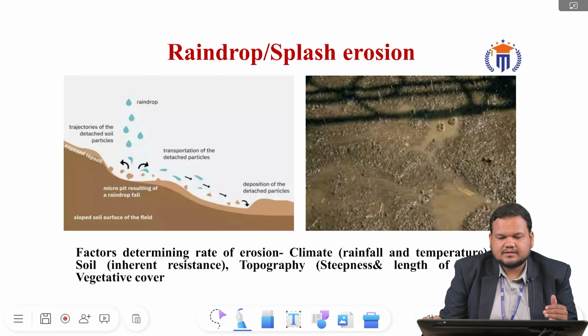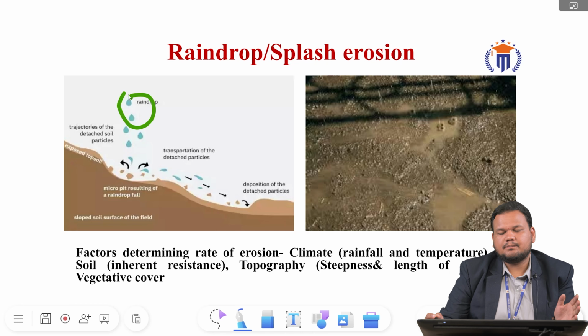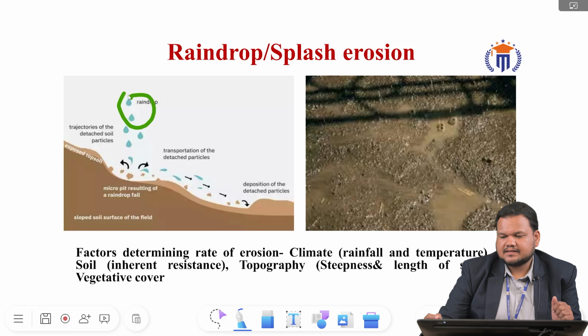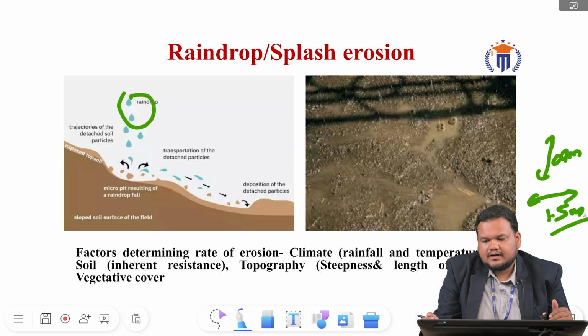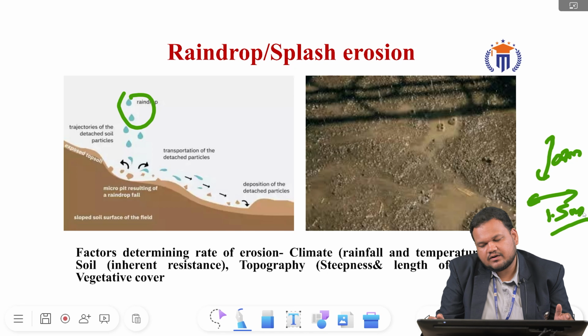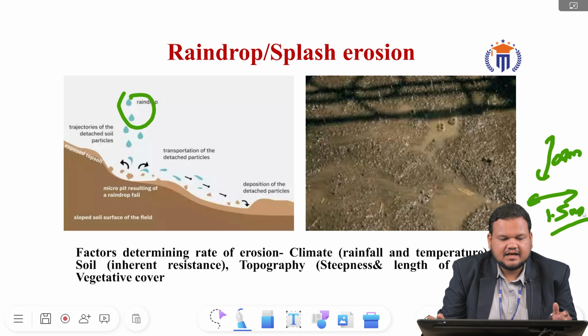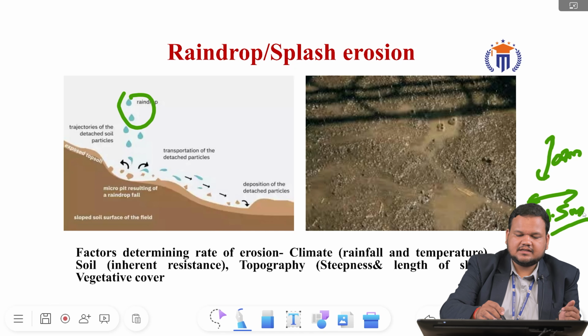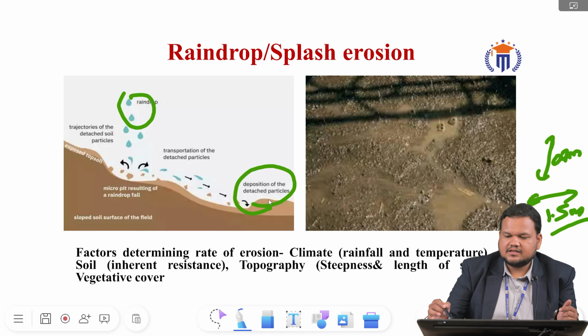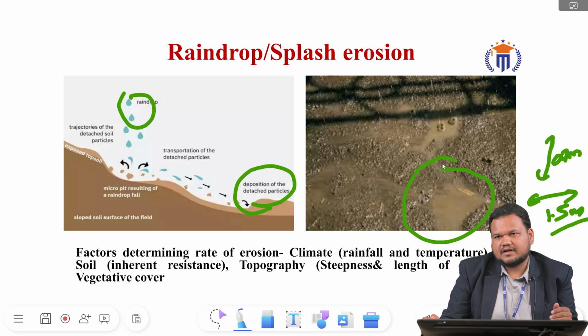So first coming to raindrop erosion, or splash erosion. As you can see, the raindrop is hitting the bare soil. These soil particles are thrown to a vertical distance of 0.7 meters and a horizontal distance of 1.5 meters. They are detached from the soil and transported, and you can see they are deposited at a particular location. This is how a splash erosion will look.